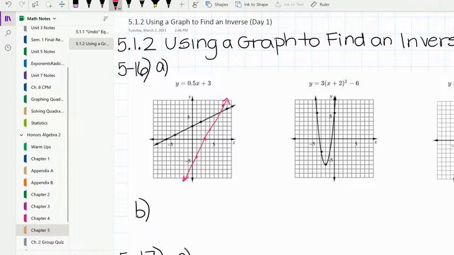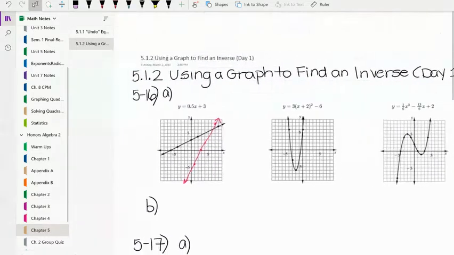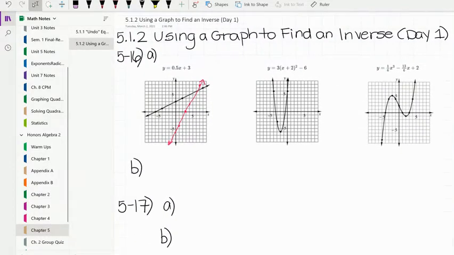They want you to go ahead and do that for all of the graphs. So again, what we're doing is really just switching all of the x and y values. I will let you go ahead and do the second and third graph.